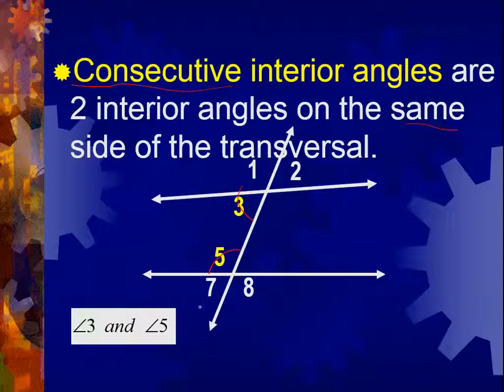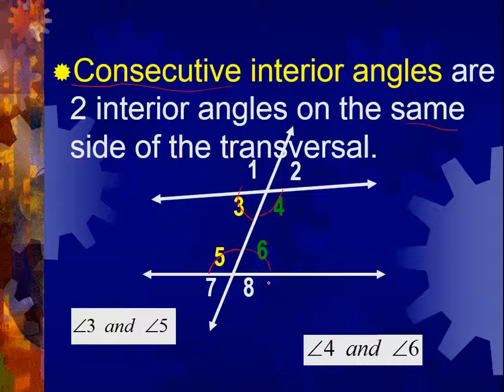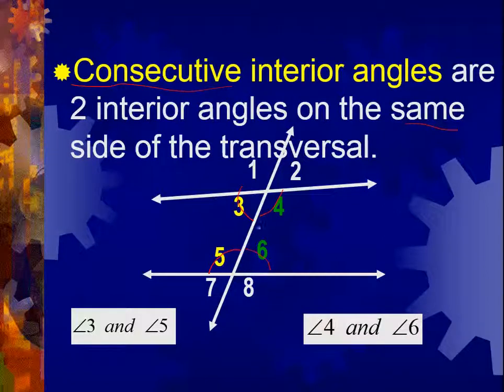Okay, so 3 and 5 are consecutive interior angles. They are a consecutive interior angle pair, as is 4 and 6. Same side as the transversal inside these two lines. So we have 2 pair, just as we had 2 pair of alternate interior angles.